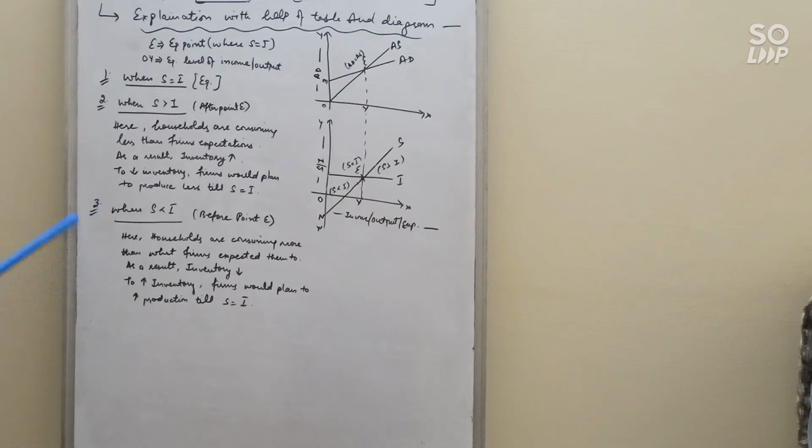So these two points are very, very important. Do these points very carefully. So in this way we can determine the equilibrium level of income, output and employment. Clear? Thank you.